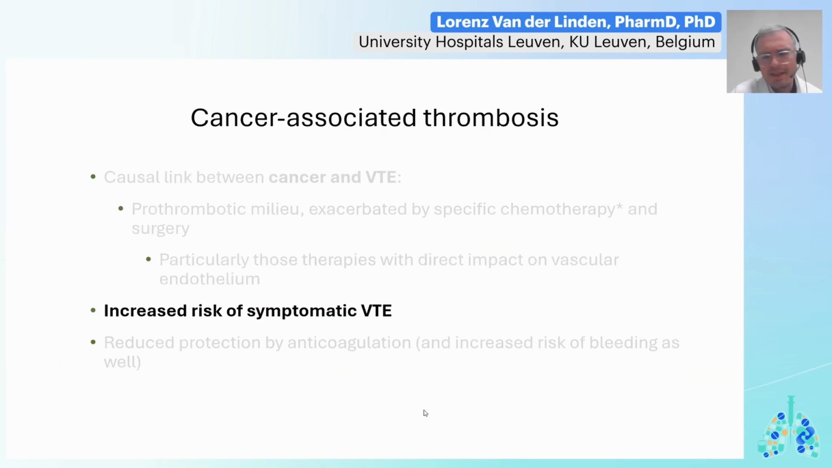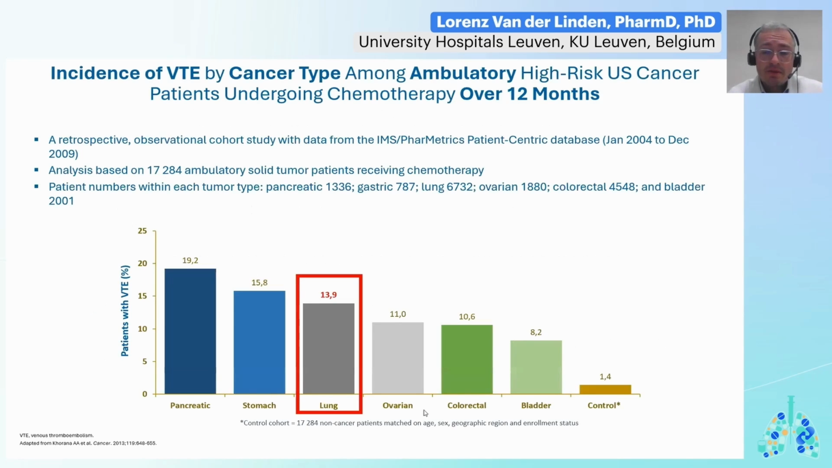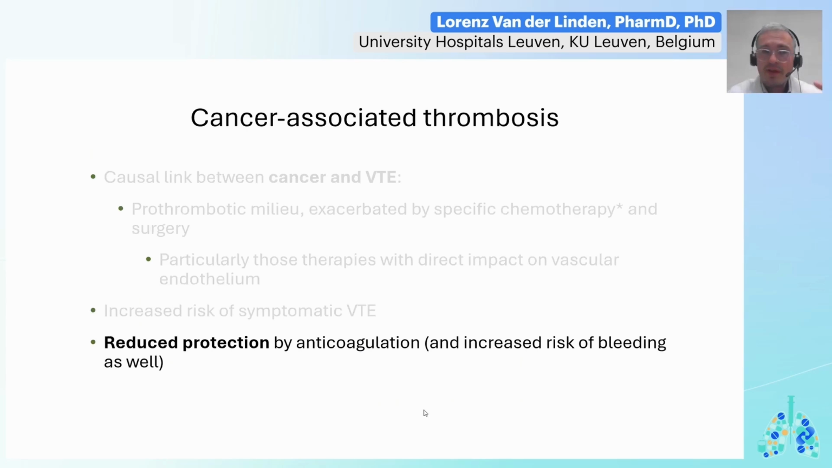And this prothrombotic state leads to an increased risk of symptomatic VTE, such as deep venous thrombosis and pulmonary embolisms. In lung cancer, this increased thrombotic risk translates into an annual VTE risk of about 14%. This is high, as you can see here in this graph, with data from a large claims database analysis from the US. Importantly, we think thrombosis, so we think about anticoagulation, but there might be some issues.